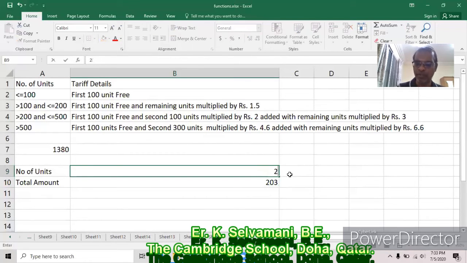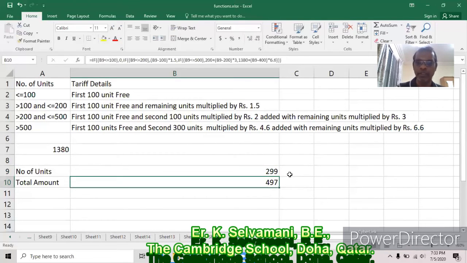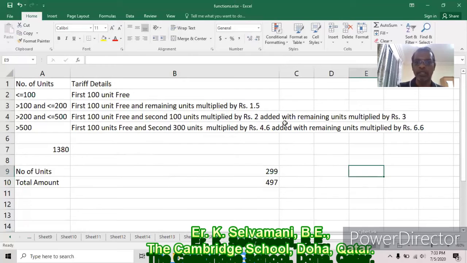Similarly, what will happen if it is 299? It gives 497. First 100 units will be free. Second 100 will be multiplied by 2. That is 200. Okay. The remaining units will be 99. We can take it up. 99 multiplied by 3, plus 200, gives 497. So that's also good. No need to worry.